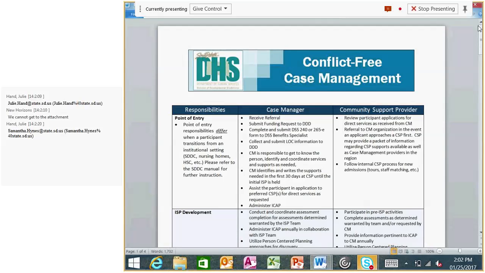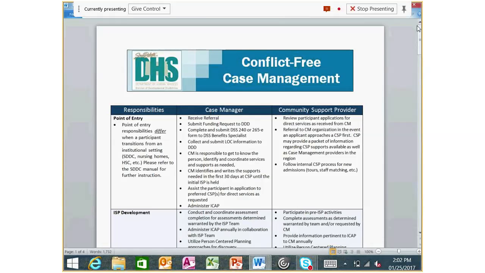In addition, the case manager will collect all of the information for the level of care and submit it to the division. Here at the division, the program specialist for the community support provider will be the one to actually complete the level of care. The case manager is responsible for getting to know the person supported and identifying and coordinating any of the supports that are needed, and then assisting the participant in completing applications to community support providers if that hasn't already been completed. And then the last thing is the case manager will administer the ICAP.